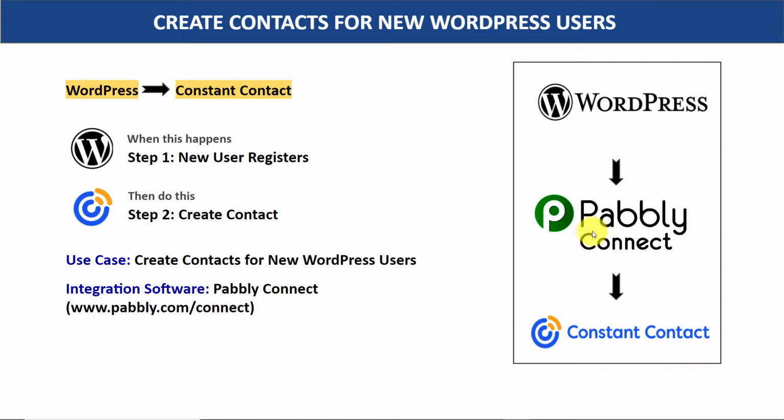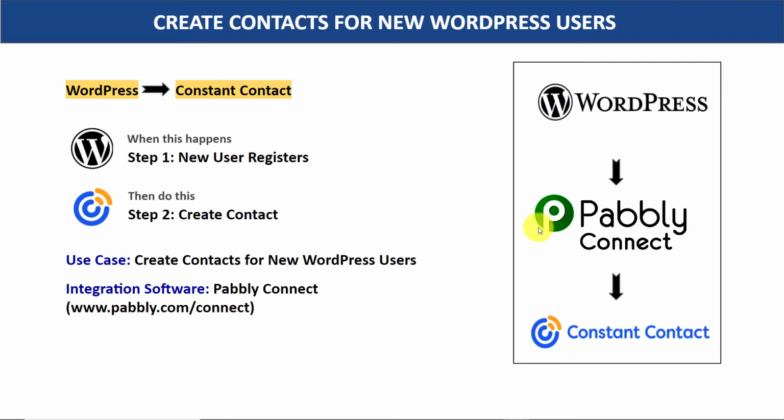So here you have two choices. The first choice is to copy all the details of John from WordPress, sort it out, and manually add him as a contact in Constant Contact. Now this process is actually very repetitive and tiresome. So I would suggest that you bring in some automation so that whenever a new user registers on WordPress, it will automatically create a contact on Constant Contact.